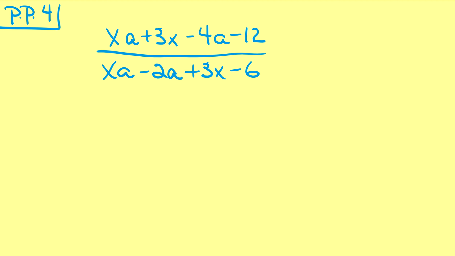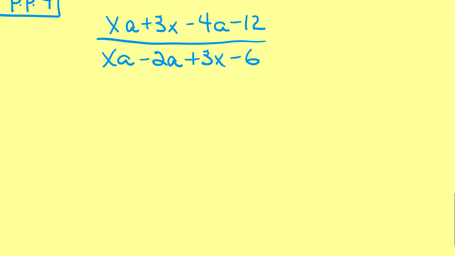All right, here's number 4. They're getting bigger, but that's okay. I'm going to do my work down below here because I may have to. So let's see, I've got xa plus 3x minus 4a minus 12. Let's do the top first, okay? So what do I know? I've got a 4-term polynomial here. Whenever I have a 4-term polynomial, I'm going to group it. I'll use some brackets now.